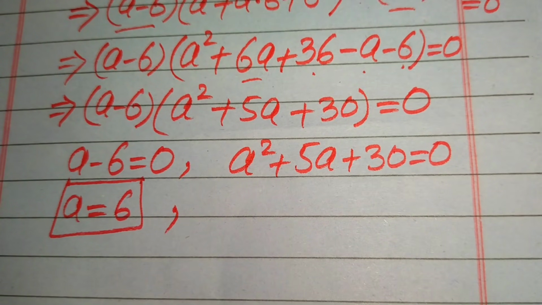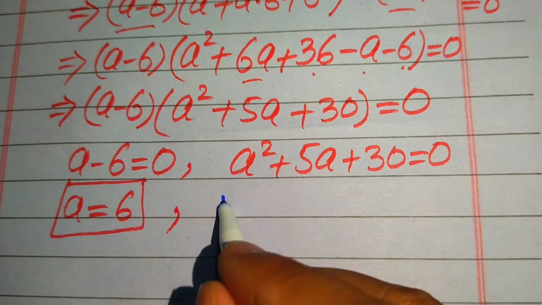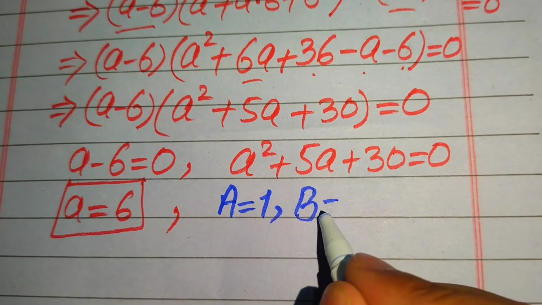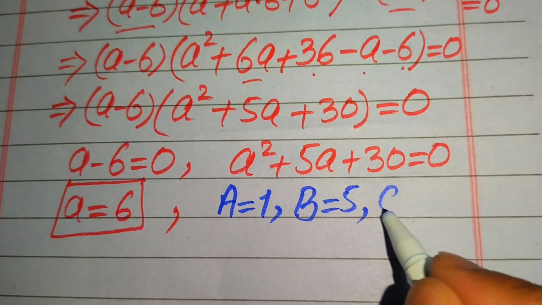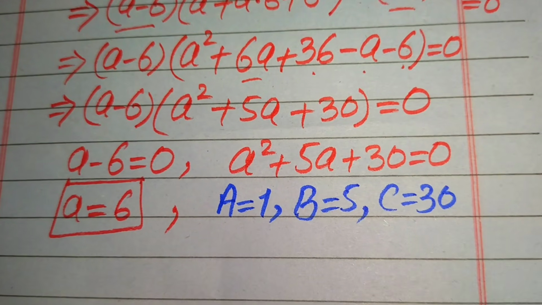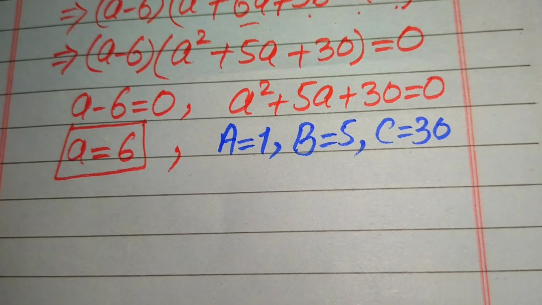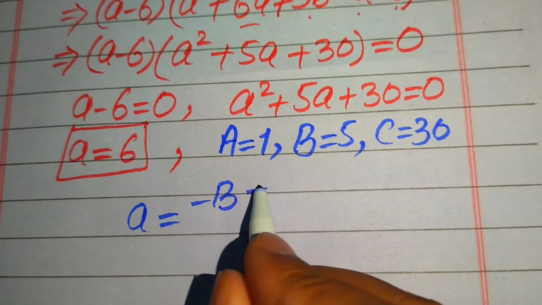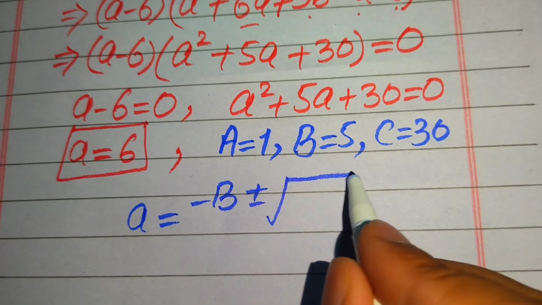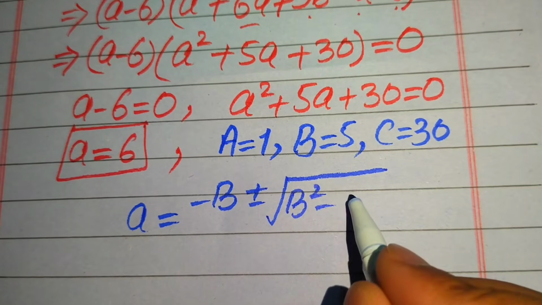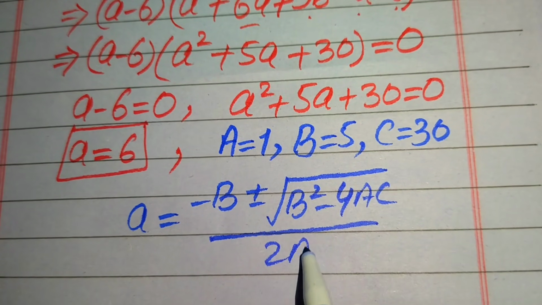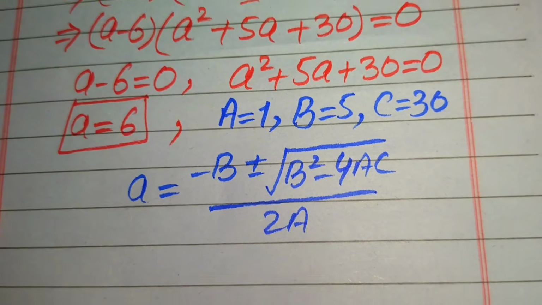For this, we write the coefficients of the given equation, and its coefficients are a equals to 1, b equals to 5, and c equals to 30. And we state the quadratic formula as a is equal to minus b plus minus square root of b square minus 4 times ac, divided by 2 times a.